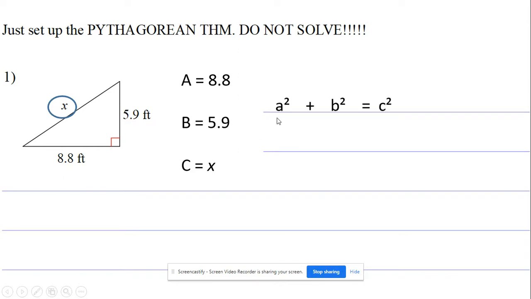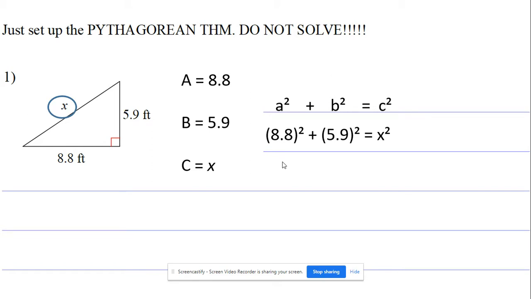And then we're going to have the Pythagorean theorem here. A squared plus B squared equals C squared. And we're just going to substitute in for our A, B, and C the values we have here. So that would just be 8.8 squared plus 5.9 squared equals x squared. And this will be all we need to do for setting up the Pythagorean theorem. Later, when we need to solve it, we'll multiply, simplify, and solve for x.